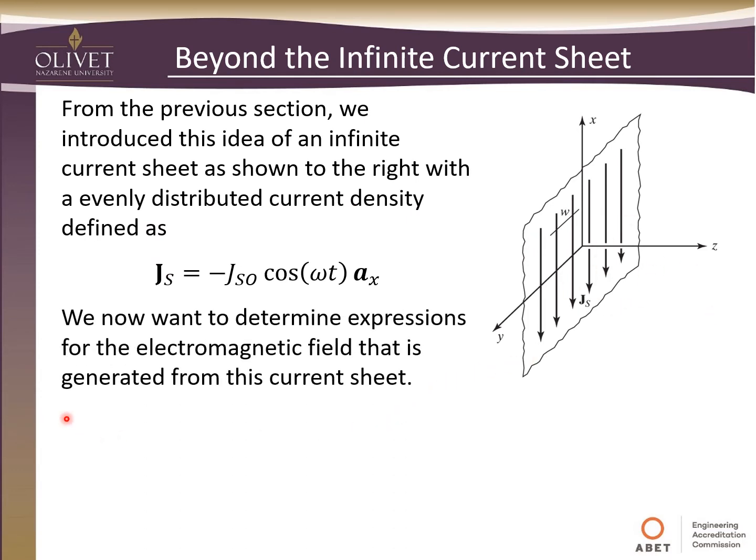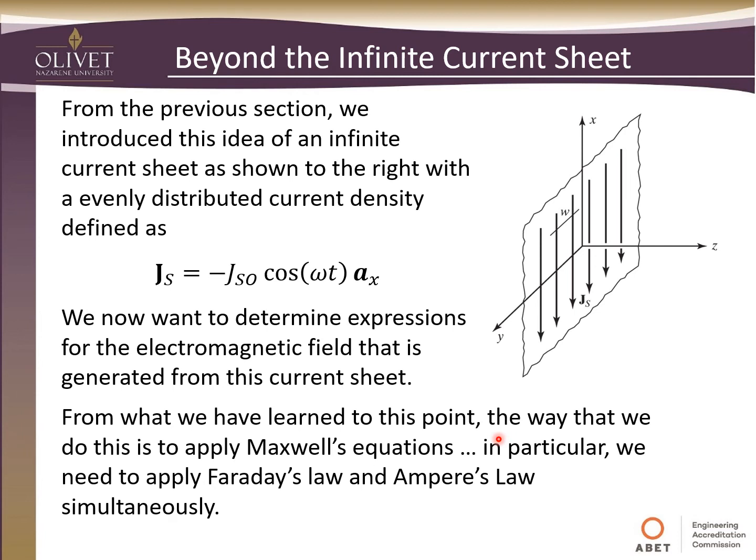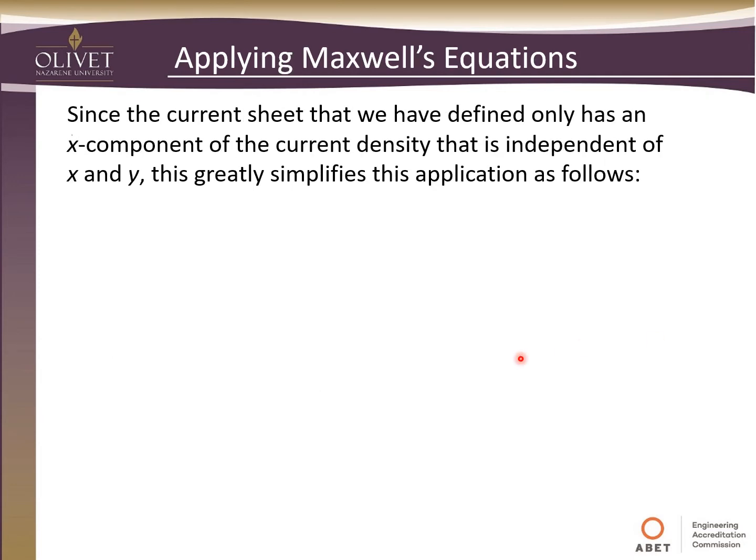We now want to determine an expression for the electromagnetic field that is generated from this current sheet. We should now be able to understand from Maxwell's equations that if there is current flowing, that is going to generate a magnetic field. From what we've learned to this point, the way we want to do this is to apply Maxwell's equations. In particular, we need to apply Faraday's law and Ampere's law simultaneously. Since the current sheet that we have defined only has an x component, and the current density is independent of x and y, this is going to greatly simplify things for us.